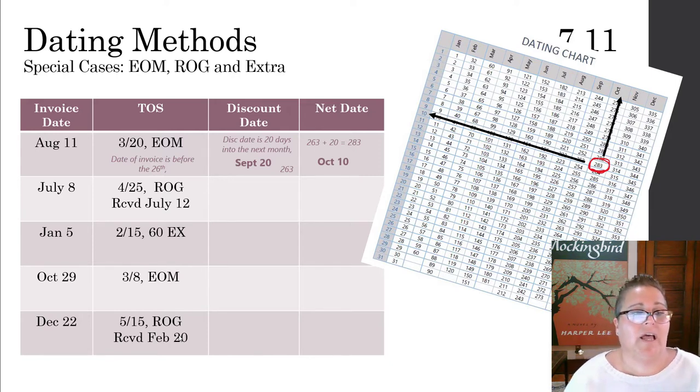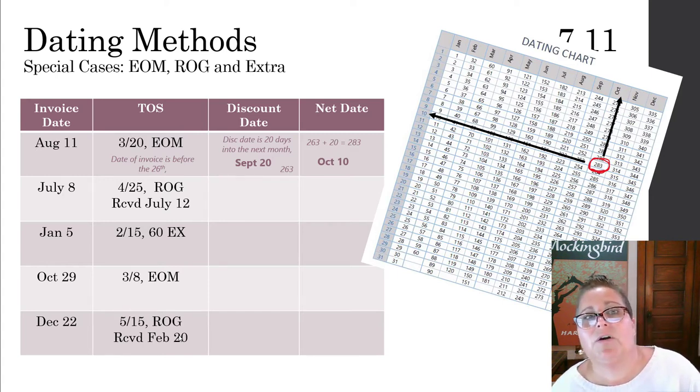Second invoice date is July 8th. The terms of sale for July 8th are $425 ROG, and it's received on July 12th. Remembering that ROG stands for receipt of goods, the terms of sale are $425. That's a 4% discount if they pay in the first 25 days from the receipt of goods.